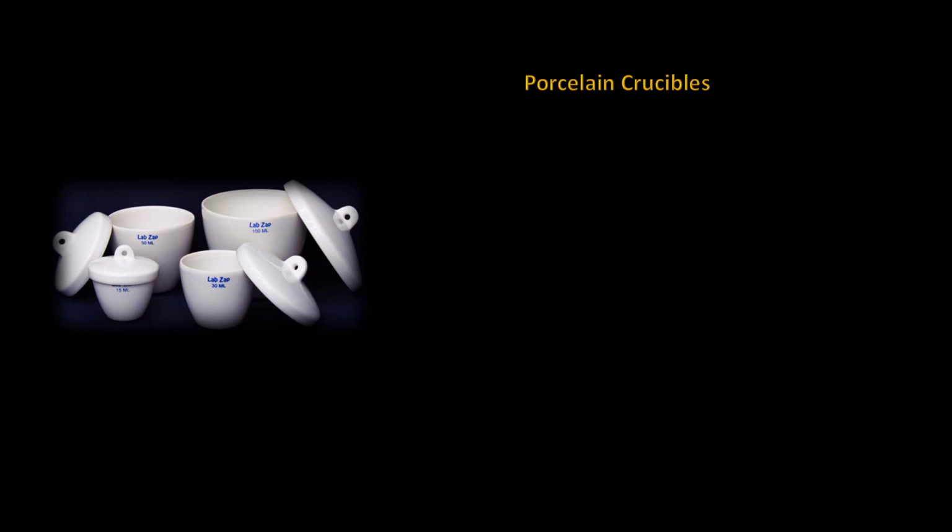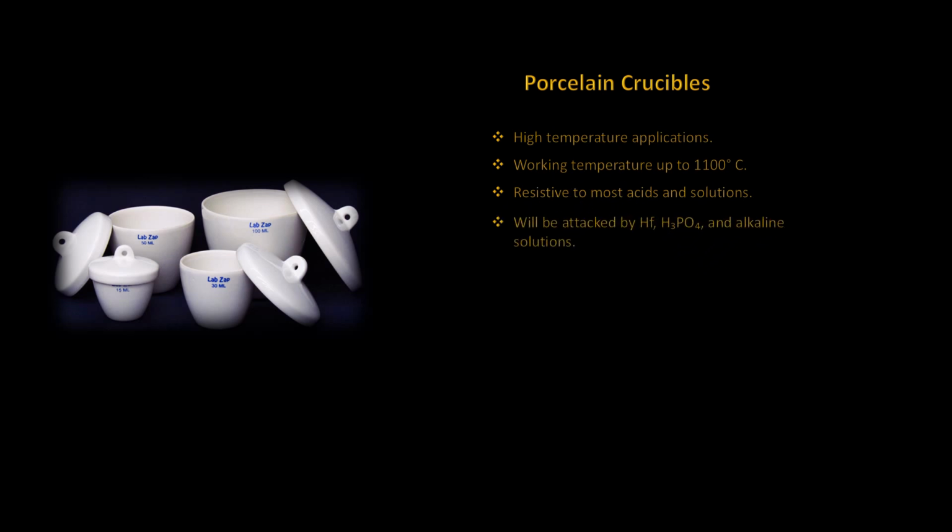Porcelain crucibles are one of the most commonly used crucibles in a laboratory. They are used for high temperature applications. The working temperature range limit is 1100 degrees centigrade. Although these crucibles are resistant to most acids and solutions, they are made of porcelain, which is easily attacked by hydrofluoric acid, phosphoric acids, and alkaline solutions.